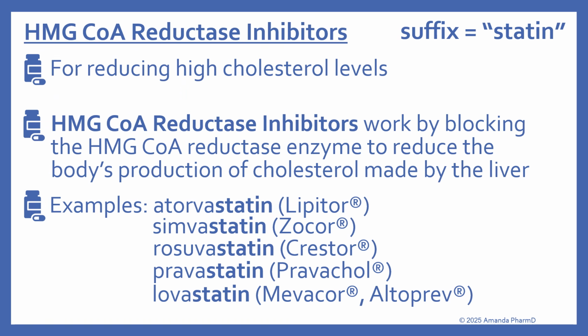Next are the HMG-CoA reductase inhibitors. These are for reducing high cholesterol levels. The HMG-CoA reductase inhibitors work by blocking the HMG-CoA reductase enzyme to reduce the body's production of cholesterol made by the liver. Some examples of these include atorvastatin, brand name Lipitor, simvastatin, brand name Zocor, rosuvastatin, brand name is Crestor, pravastatin, brand name is Pravachol, lovastatin, brand name is Mevacor or Altoprev. And you can see the suffix of the HMG-CoA reductase inhibitors is statin.